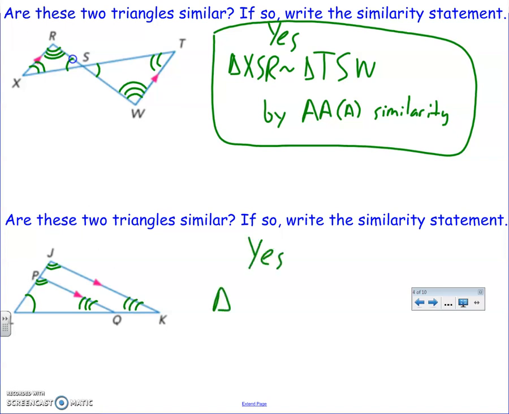Let's call it JPQ similar to... sorry, L. Alright, L has 1, L has 1, P has 2, J has 2, Q has 3, K has 3. Again, by AA similarity.